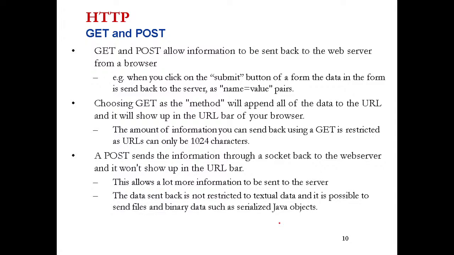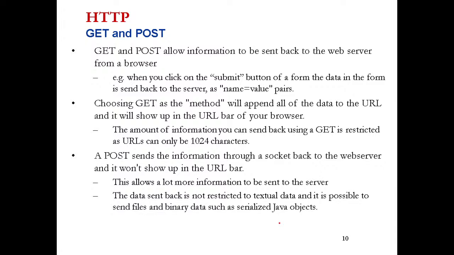So what we do, we have a text box in which we type our mail ID and then password, and then we click on OK. As soon as we click on OK, it will send the information of my email ID as well as password to the server. Choosing get as the method will append all the data to the URL and it will show up in the URL bar of your browser.